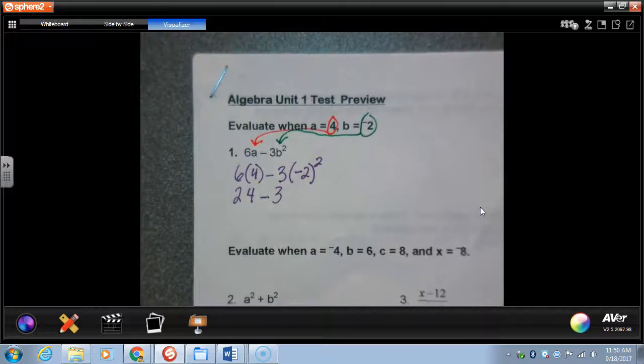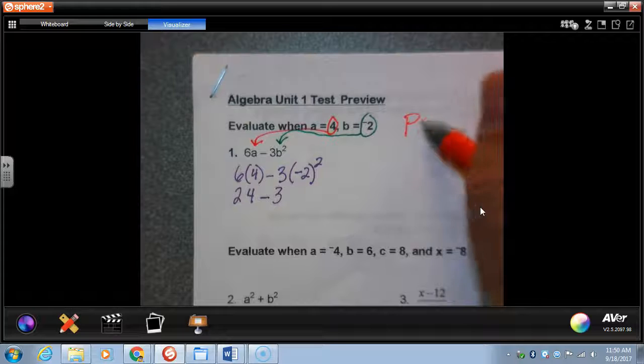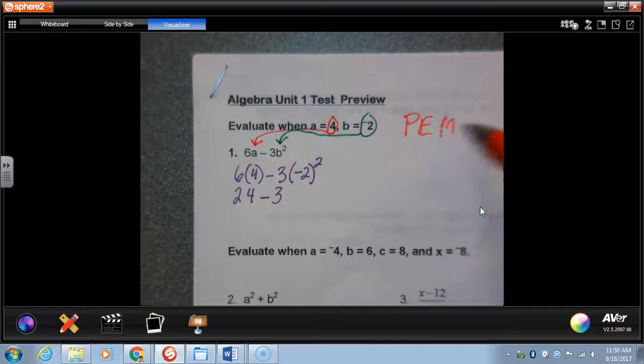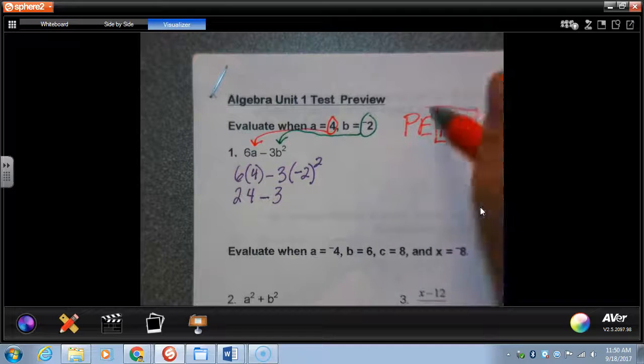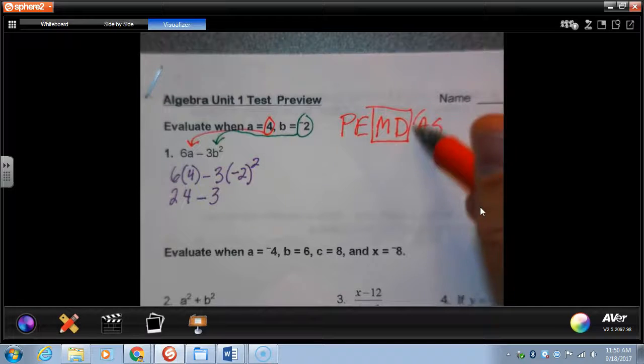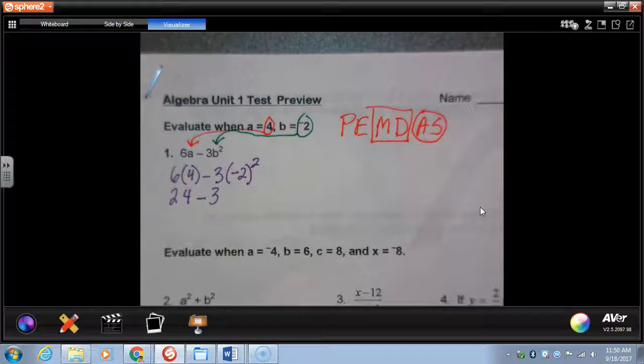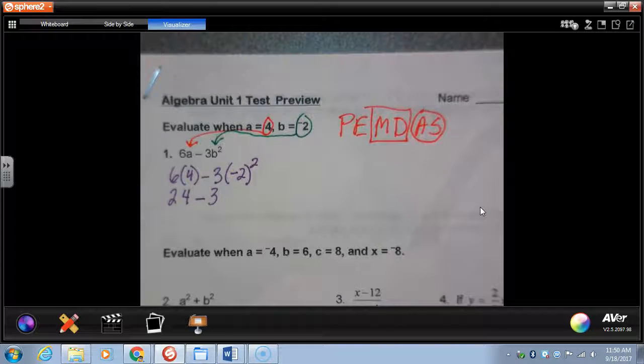This was all about PEMDAS, right? Please excuse my dear Aunt Sally. Multiplication and division are on the same level, and addition and subtraction are also on the same level. When we get to those levels, you go left to right.